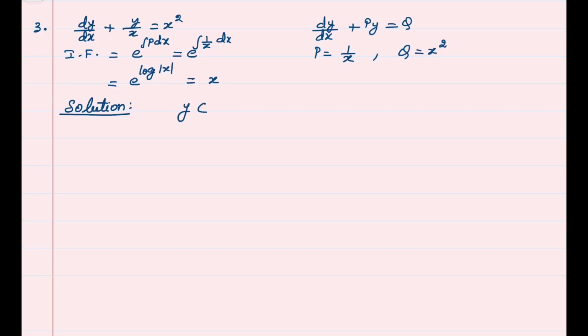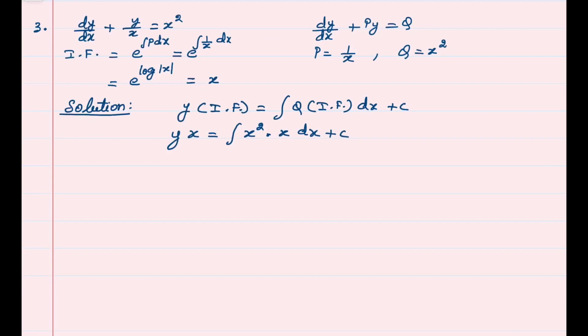Y into integrating factor equal to integral q times integrating factor dx plus c. Y times integrating factor is x equal to integral q is x square times integrating factor is x dx plus c, and this becomes integral x cube dx. Therefore, the answer is xy is equal to x raised to 4 divided by 4 plus c.